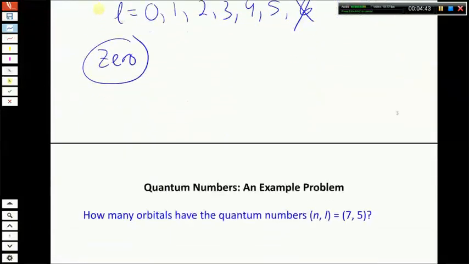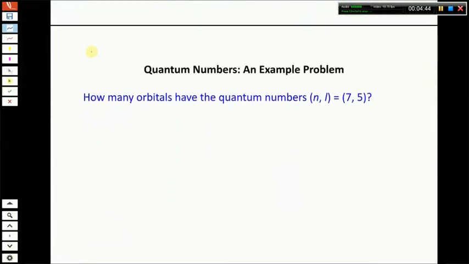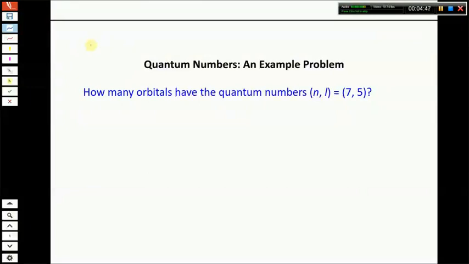And then finally, the last one, similar type of question is, how many orbitals have the quantum numbers n and L equals 7, 5? This time, the pair is okay. So we check that those are a valid set of two quantum numbers, and if n equals 7, L could be as big as 6, so L equals 5 is fine for the n equals 7 shell. So this is an okay set of quantum numbers.